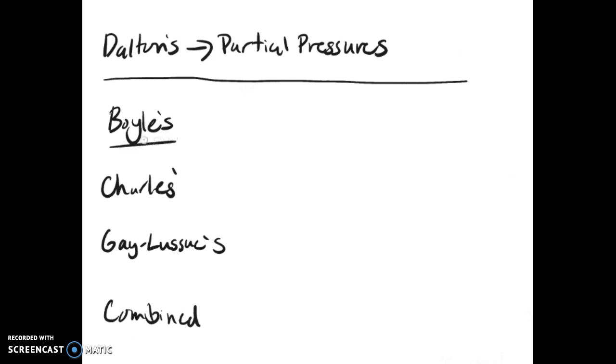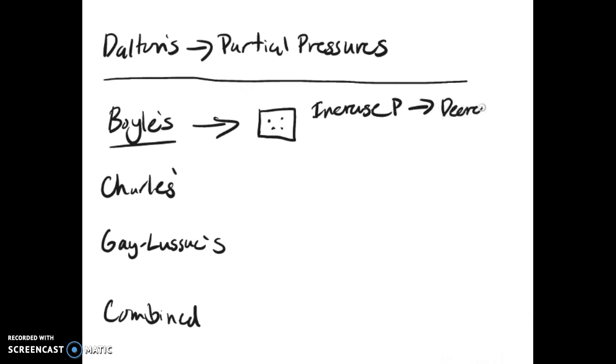First up is Boyle's law, which states that the volume of a fixed amount of gas varies inversely with the pressure at a constant temperature. All that means is if you have a sample of a gas in a container like this, increasing the pressure decreases your volume. Decrease the volume here and it increases the pressure, so then on the other side, increase the volume and you decrease the pressure.